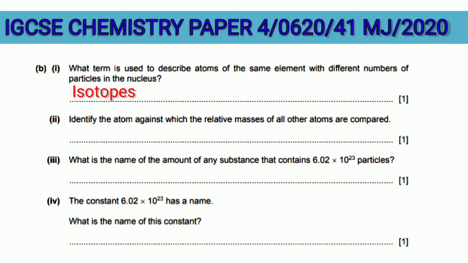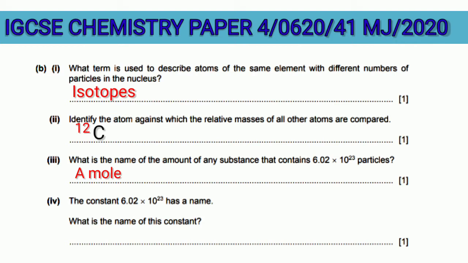Question B2. Identify the atom against which relative masses of all other atoms are compared. RAM of all atoms is compared to the carbon atom, that is 12C. Question B3. What is the name of the amount of any substance that contains 6.02 x 10^23 particles? And the answer is a mole, or 1 mole. 1 mole contains 6.02 x 10^23 particles of any substance.